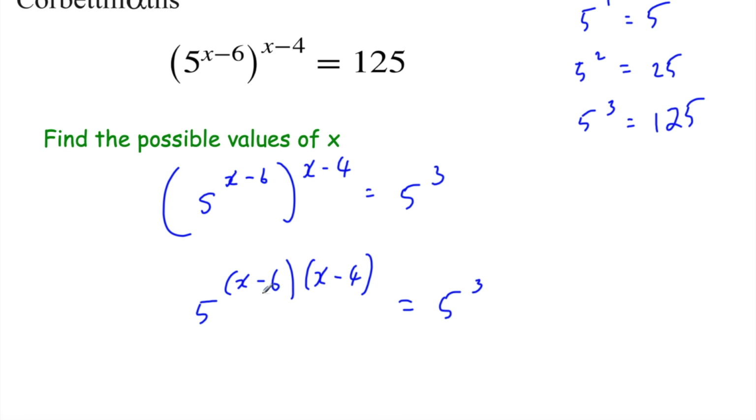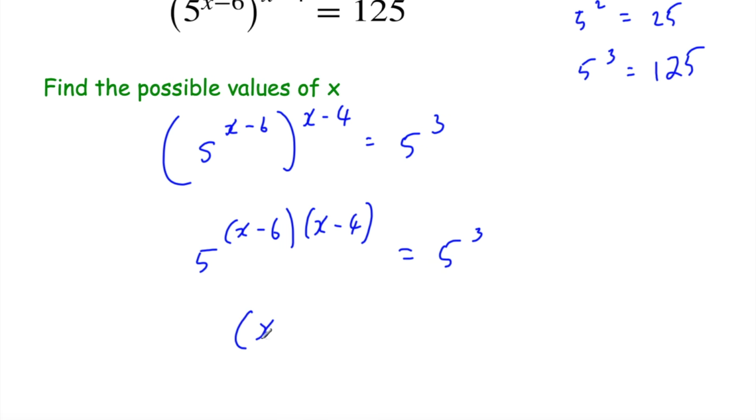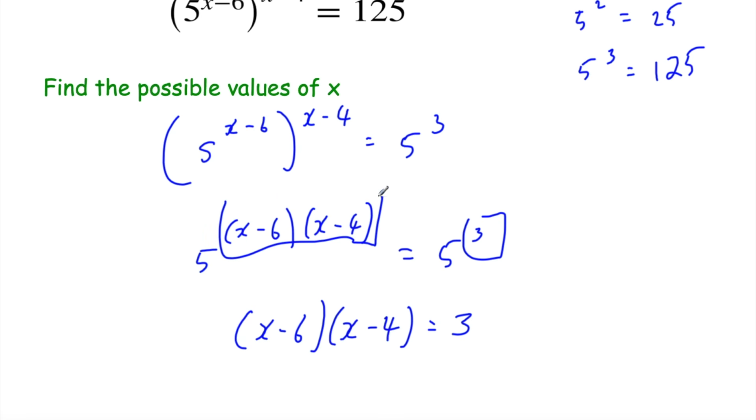Now here you've got 5 to the power of something equals 5 cubed. These two powers must be the same. If this is equal to 3 on the right hand side, this power must be 3 as well. So that means that x minus 6 times x minus 4 would have to be equal to 3. So let's write that down. So x minus 6 multiplied by x minus 4 would have to be equal to 3, because these two powers have to be the same. If this is 3, this is equal to 3.